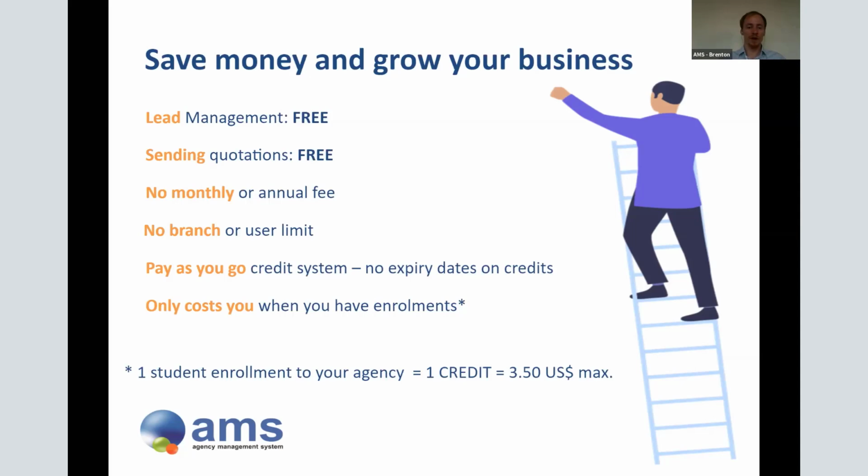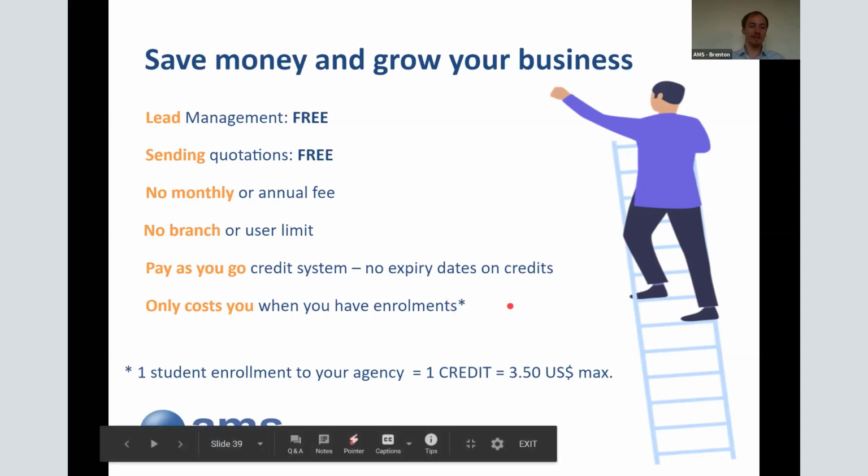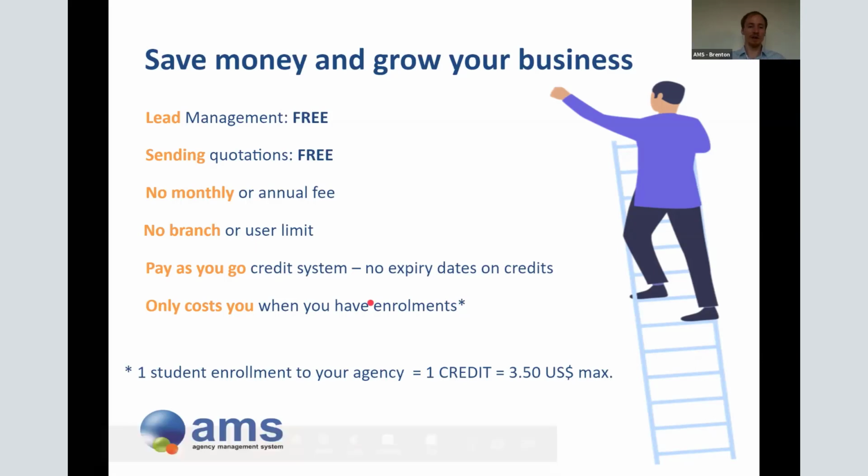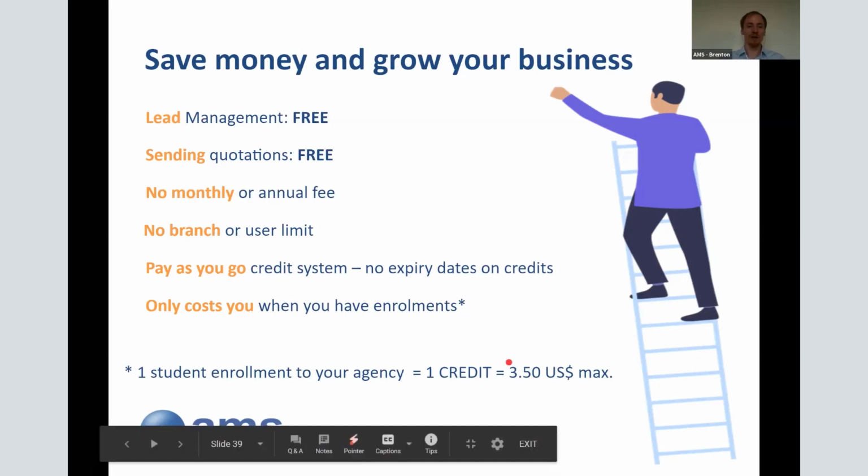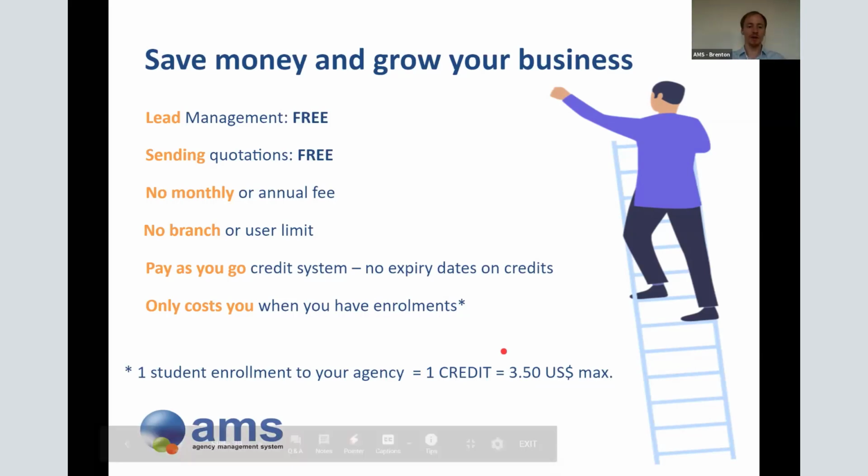Okay. And it's a tiered system, by the way. So if you purchase fewer credits, it's $3.50 per credit. If you purchase more, then it can go down to $2.50 per credit.